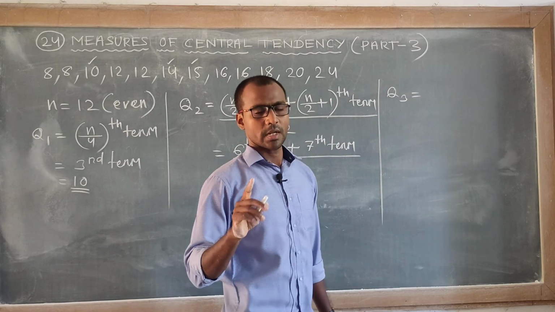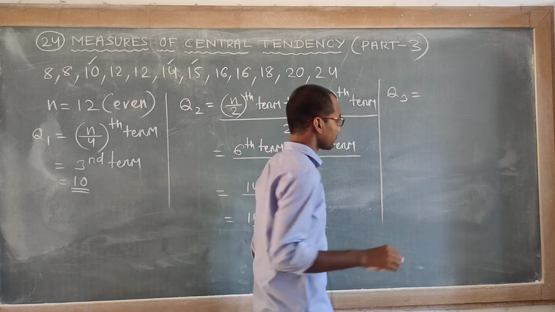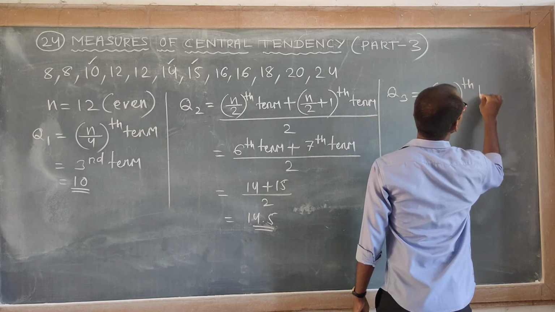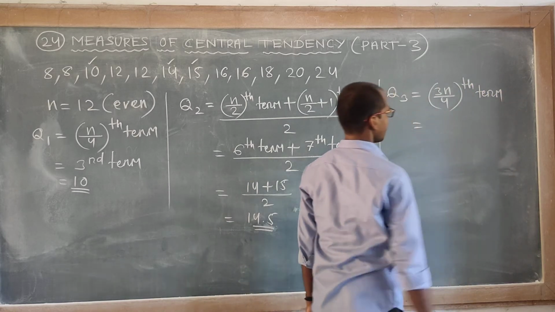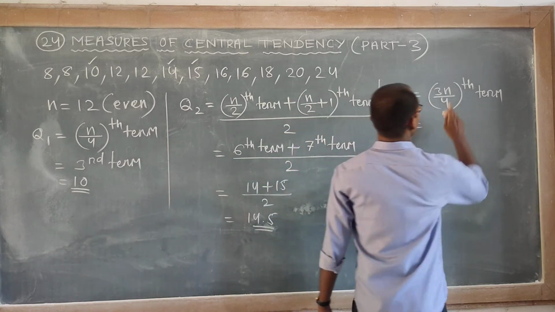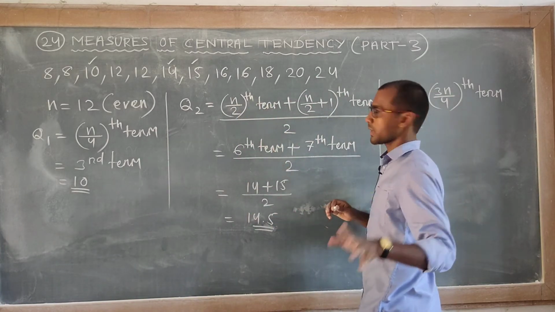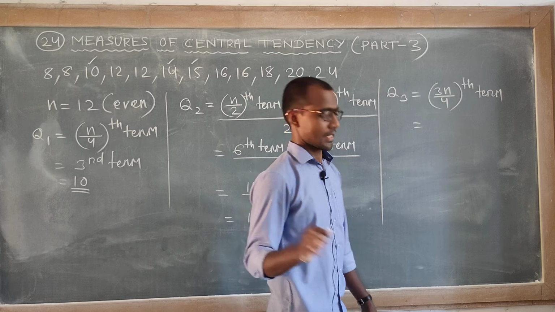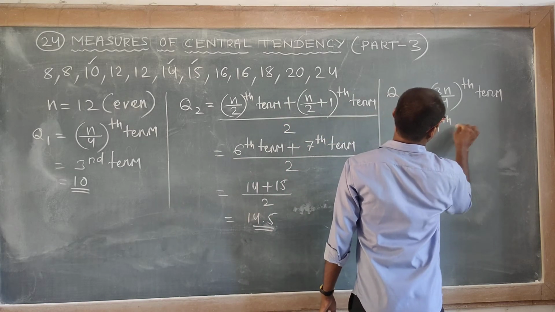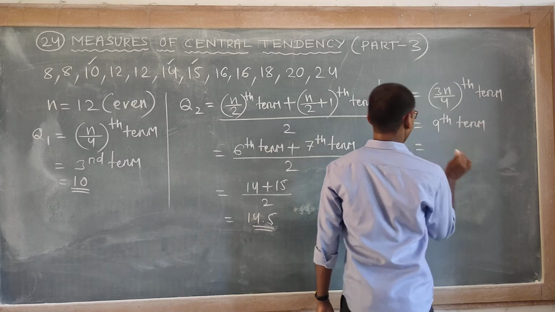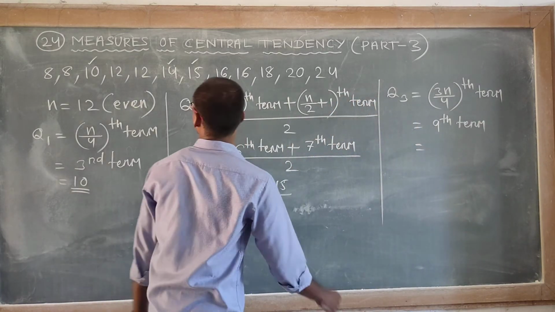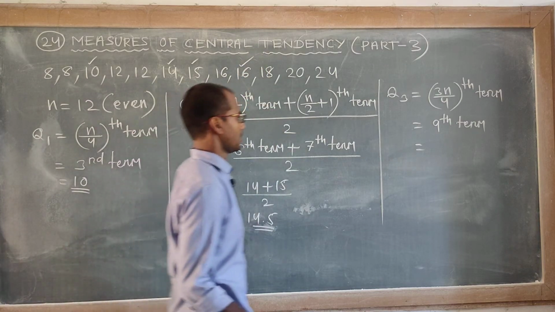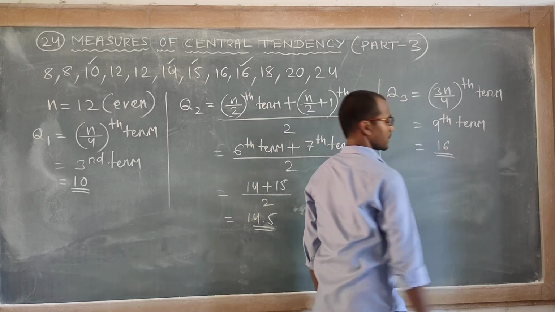Since it is even, we use n, and since upper quartile means 75% or 3 by 4, it is the 3n by 4th term. What is n? n is 12. So 3 into 12 by 4. 3 into 12 is 36. 36 by 4 is 9. So the 9th term. Which is the 9th term? 1, 2, 3, 4, 5, 6, 7, 8, 9. It is 16. So the upper quartile is 16.